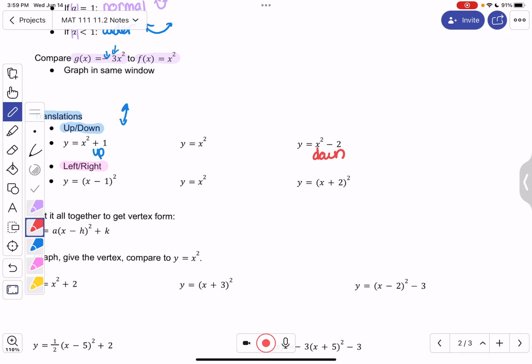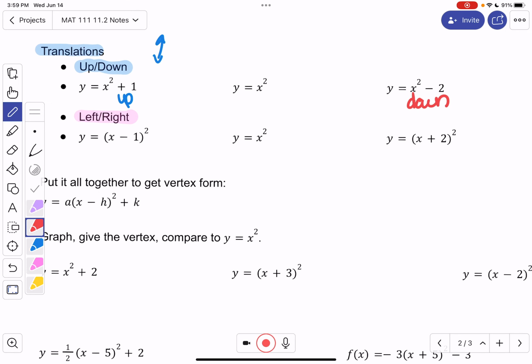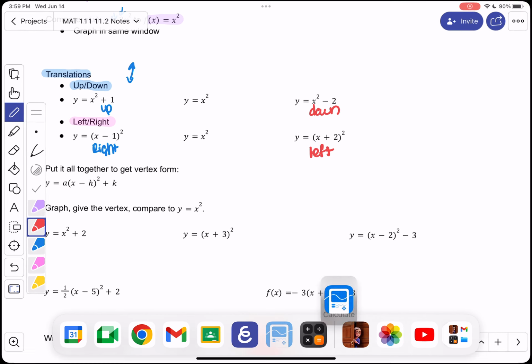Left and right is the same idea. We're just inside the parentheses this time. So we're going to do the opposite. It always ends up being the opposite when you're in the parentheses. So that negative is actually going to move us to the right, and that positive is actually going to move us to the left. So let's see how those look on a graph.